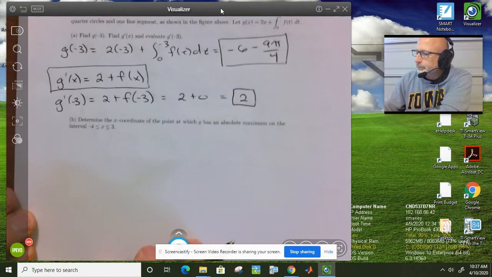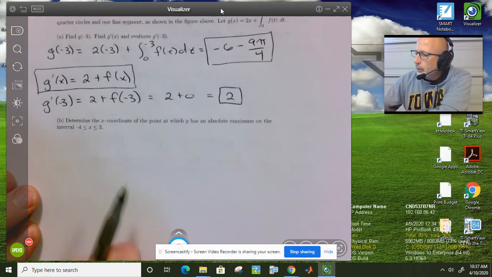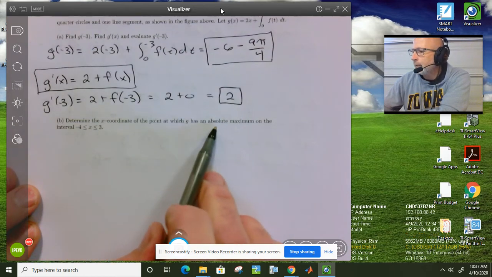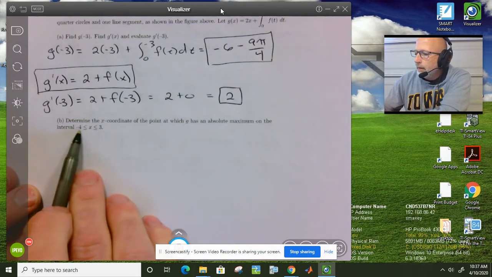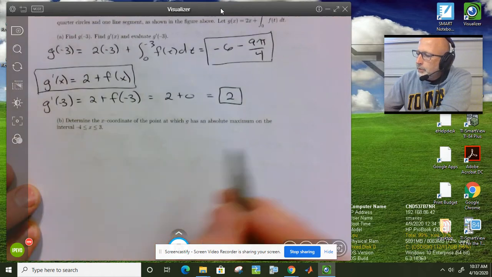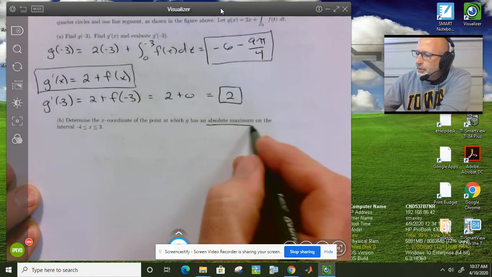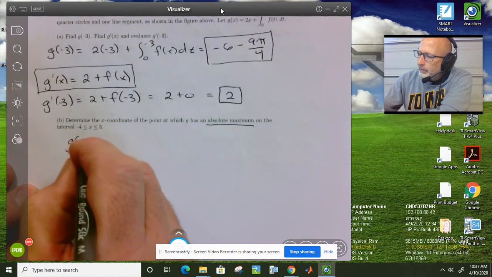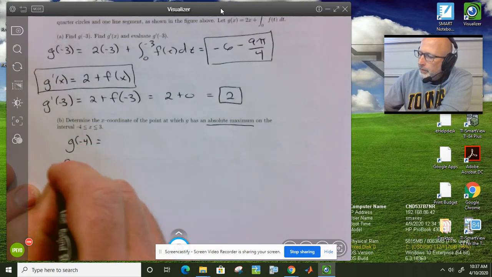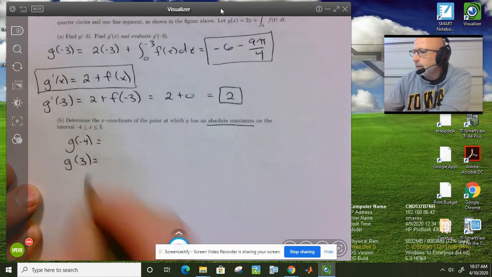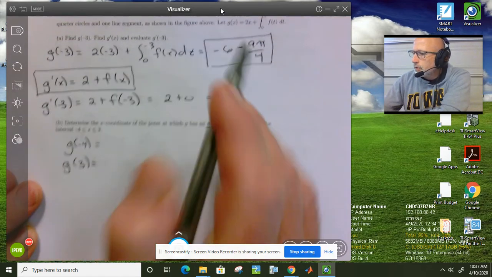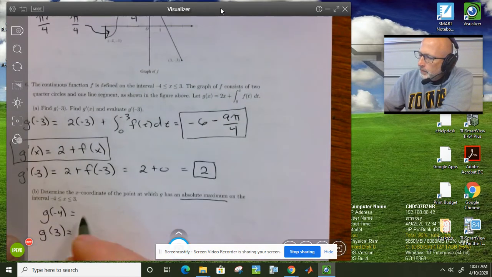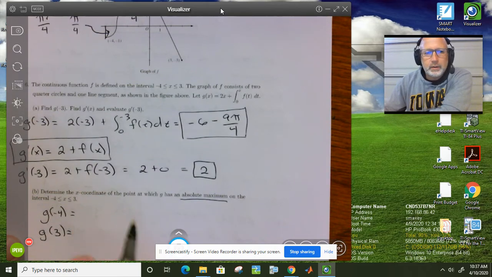Okay, and I need this as my answer as well. Okay, B. Determine the x-coordinate of the points at which g has an absolute maximum on the interval from -4 to 3. So if I'm doing absolute maximum, I have to check the endpoints. So I have to figure out what g of -4 is equal to, and I need to figure out what g of 3 is equal to. Okay, so just using the formula that I have up here. And there's another quicker way to do this.